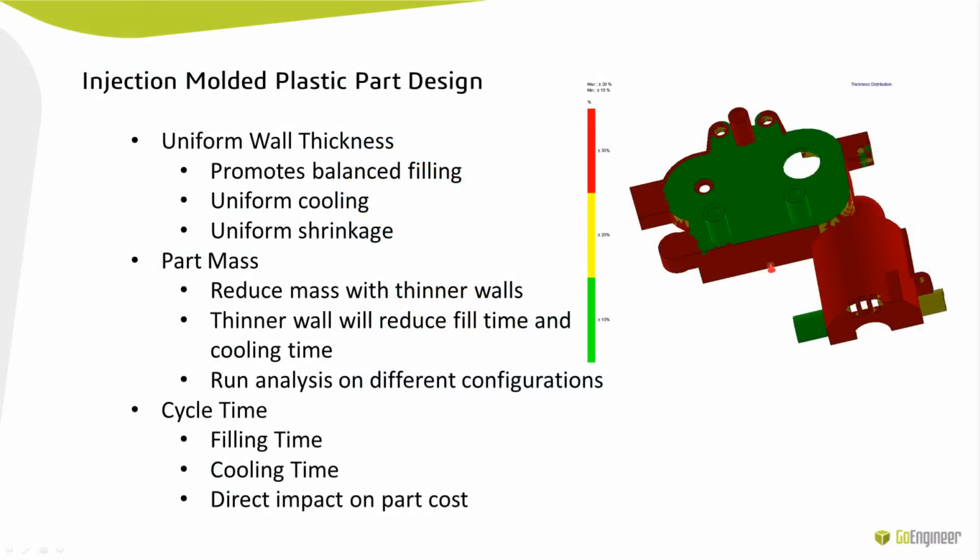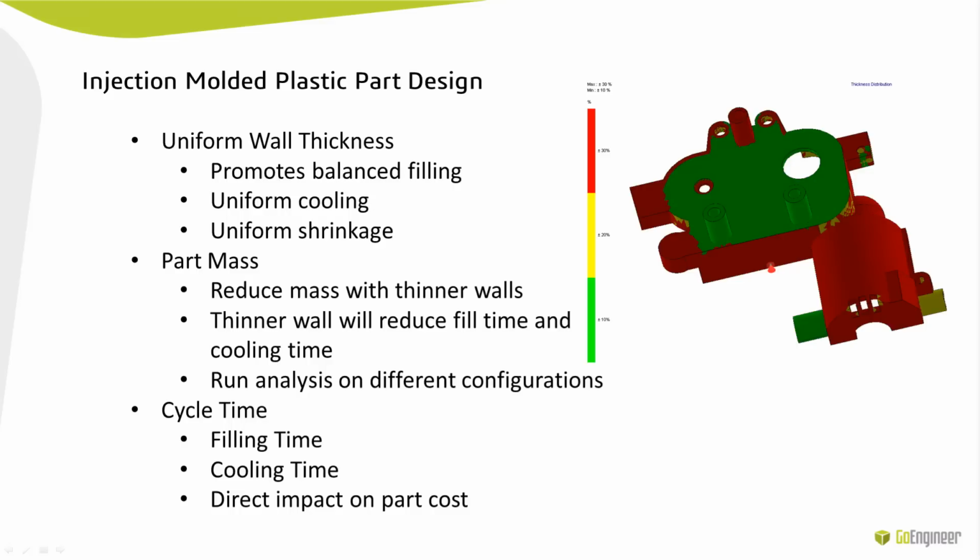So when we're looking at the injection molded plastic part design, uniform wall thickness is really important. It's going to promote our balanced filling, which will allow for uniform cooling, which also allows uniform shrinkage and less warping in the part, because warping is caused by non-uniform cooling in a part.